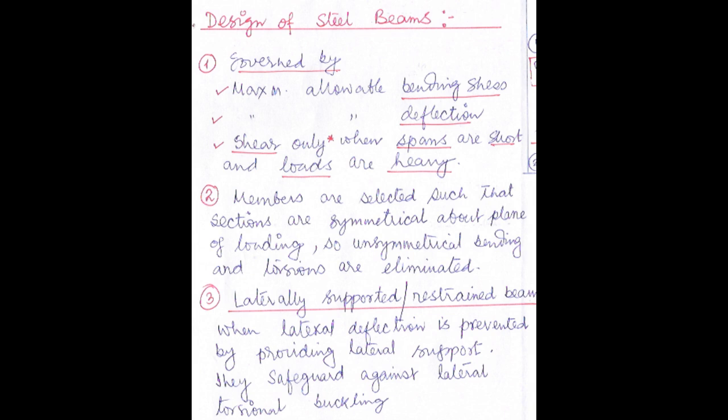Point number 2. The important point is that the members are selected in such a way that the sections are symmetrical about the plane of loading. So unsymmetrical bending and torsion are eliminated.